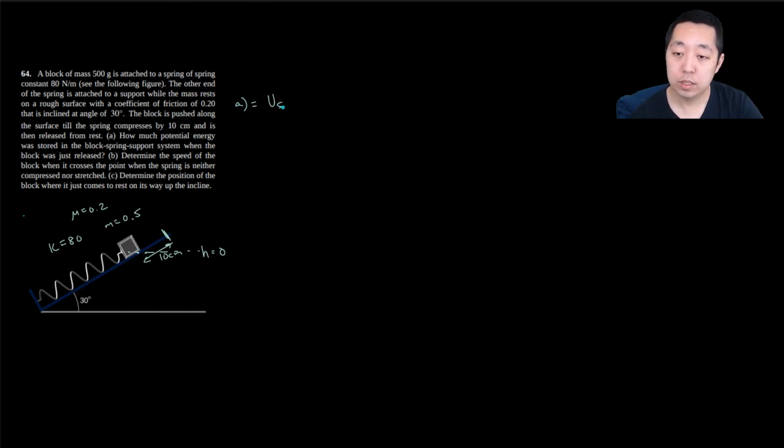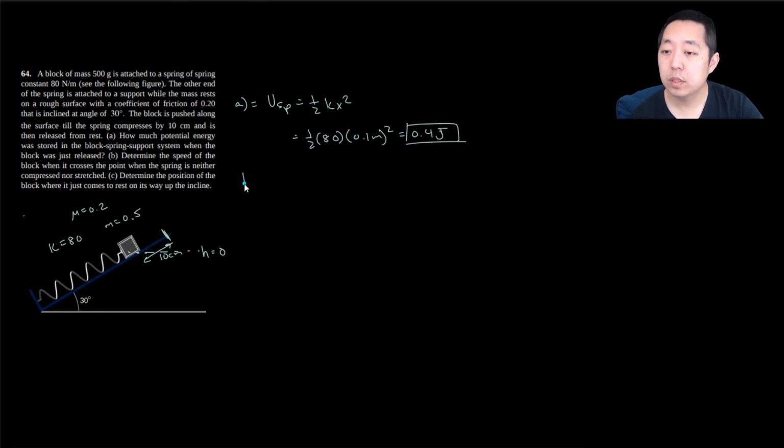But it does have spring potential energy. So that's 1/2 times 80, and it was displaced by 10 centimeters, which is 0.1 meters, squared. That's 0.4 joules, which is the unit for energy. Okay. Determine the speed of the block when it crosses the point where the spring is neither compressed nor stretched.